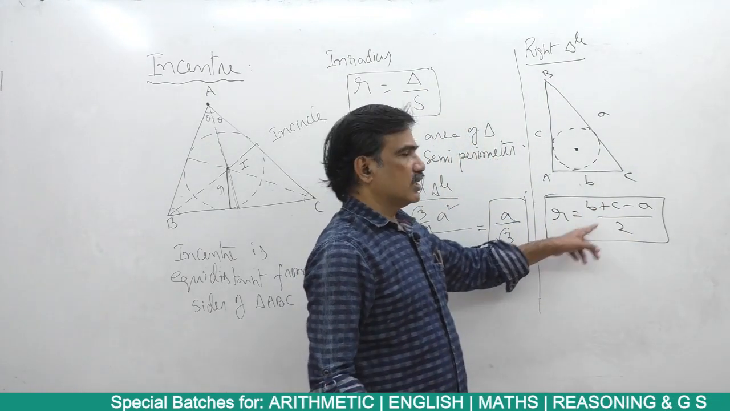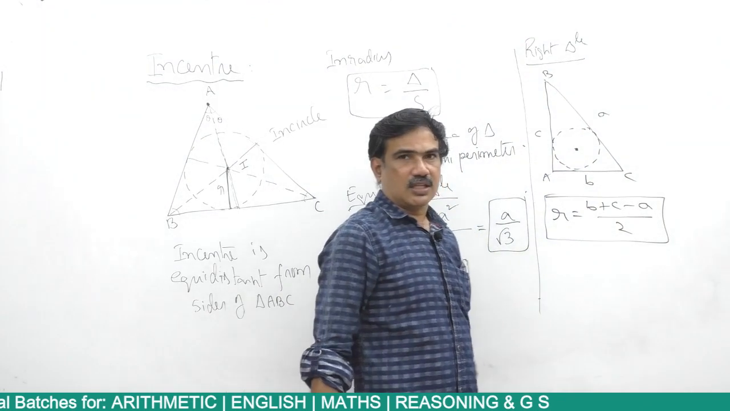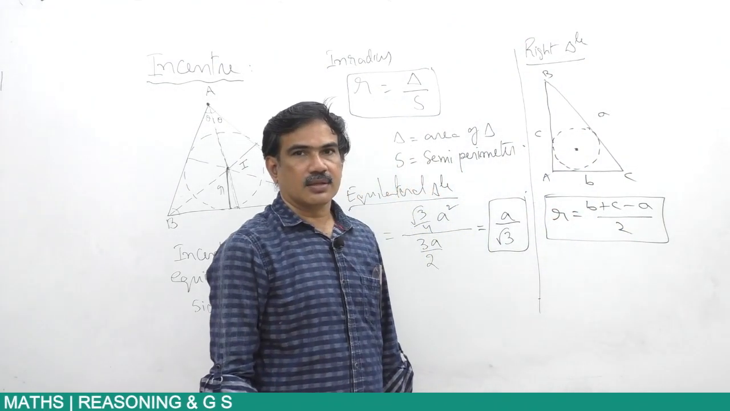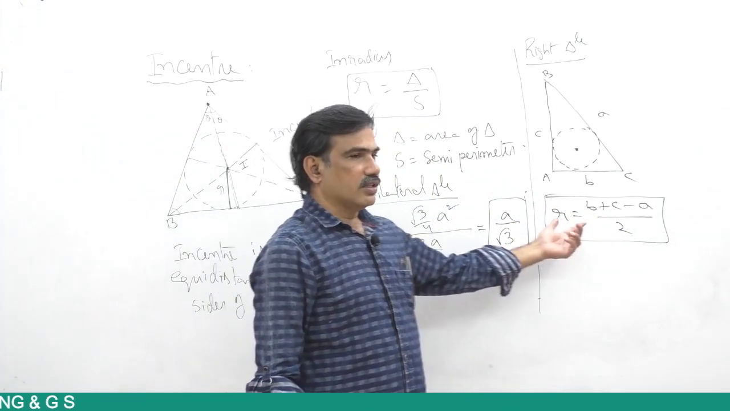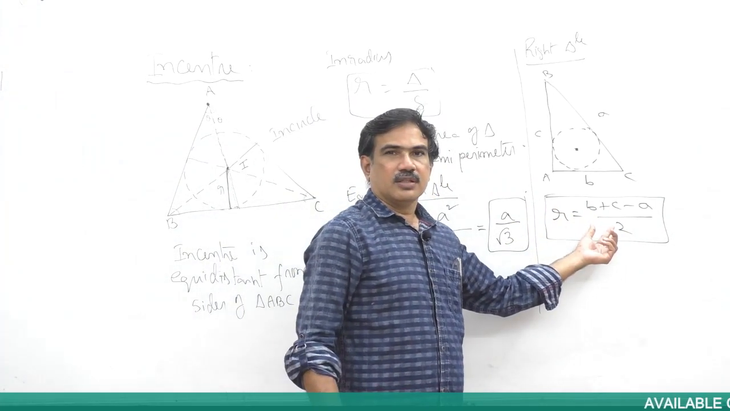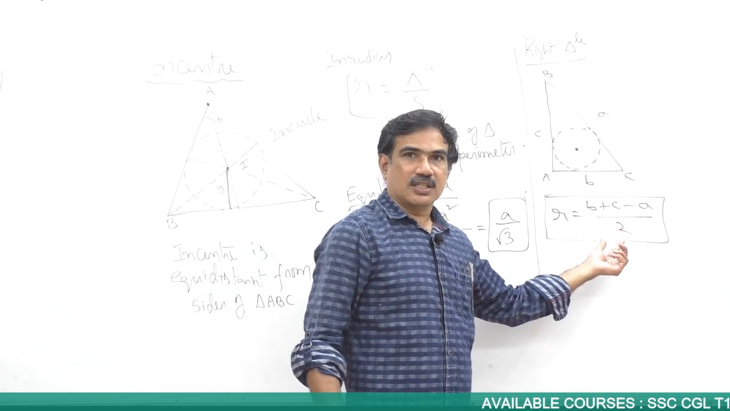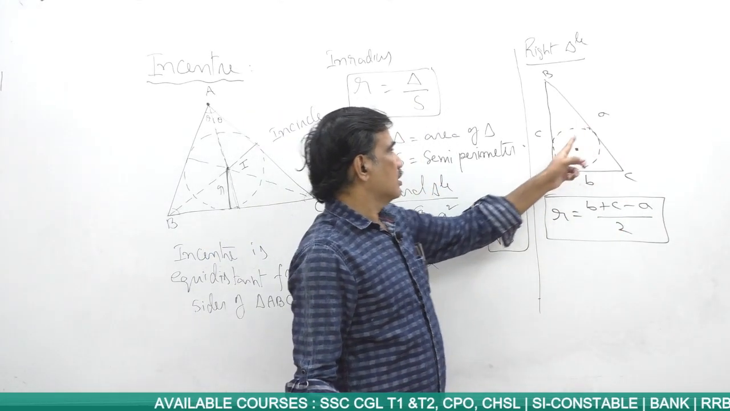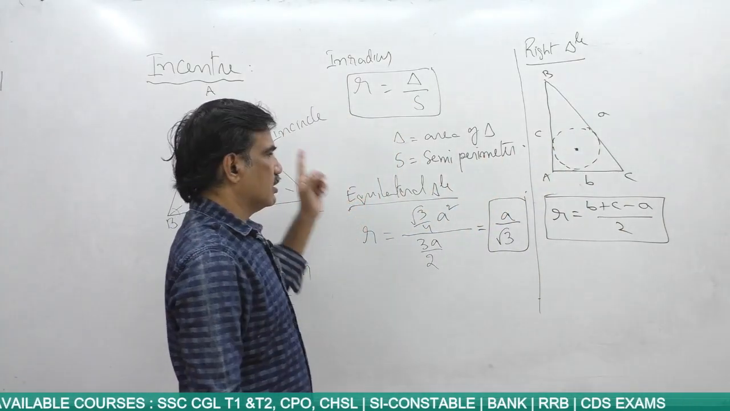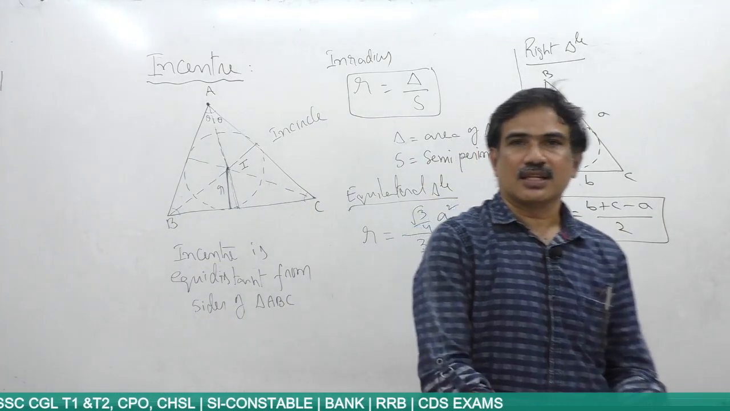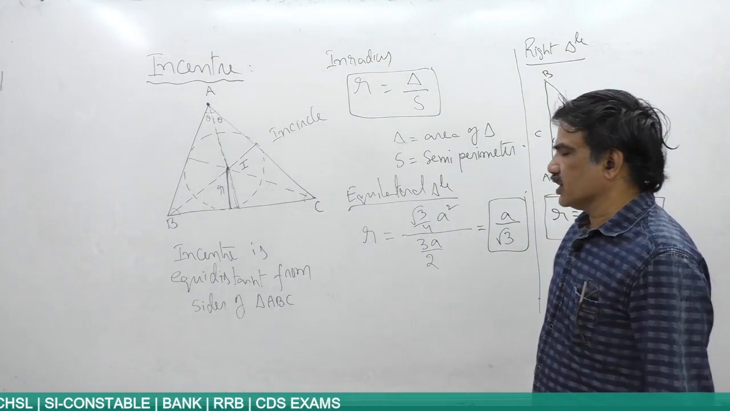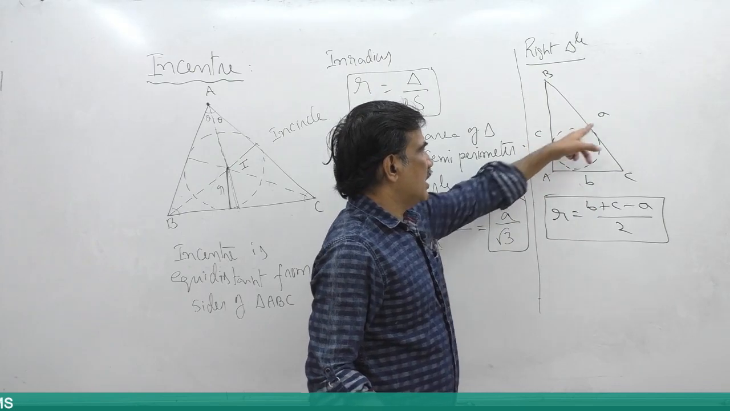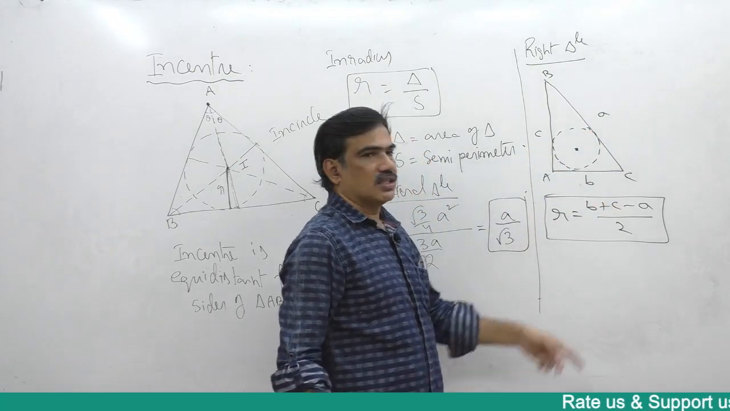Actually, this can be proved using circles. In the circles topic, I will discuss how to prove this. Some points in geometry can be proved later also, because these are circles related concepts. So circles related concepts can be solved in the circles topic. The sum of the perpendicular sides minus the hypotenuse, divided by 2, gives the radius.